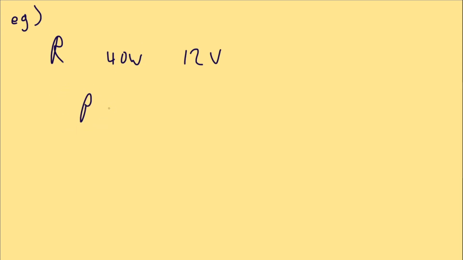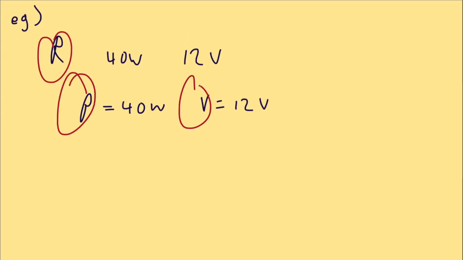Watts is power, so 40 watts of power. V is voltage. And what formula links resistance, power, and voltage? If you download the free cheat sheet in the description, which has all of these formulas, the one that links all three is one that we just looked at: P equals V squared over R. We can rearrange for R to get R equals V squared over P.